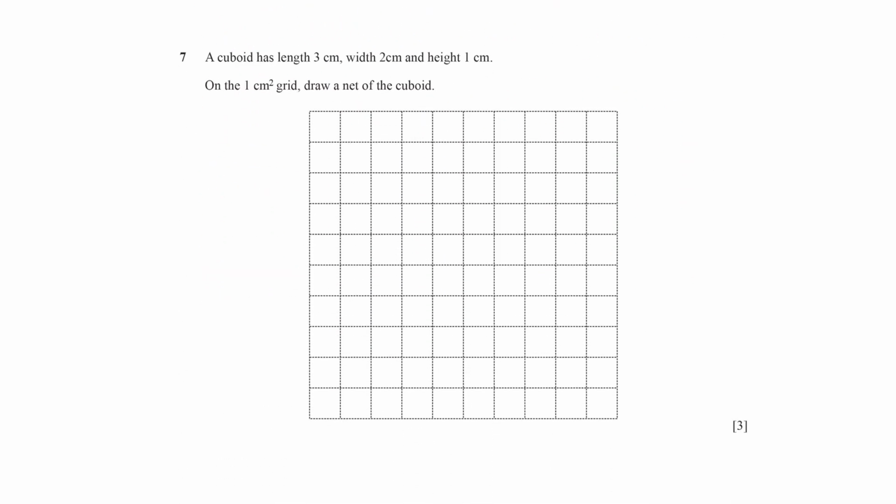Next question. A cuboid has a length 3 cm, width 2 cm and height 1 cm. On the 1 cm square grid, we have to draw a net of the cuboid, right? So we have to draw a rectangular base with a length of 3 cm and width 2 cm. Now the height is given as 1 cm. So we are going to make rectangles with a length of 1 cm each, right?